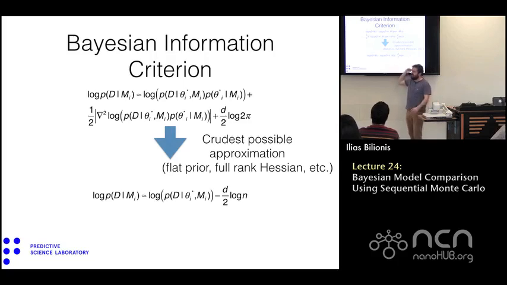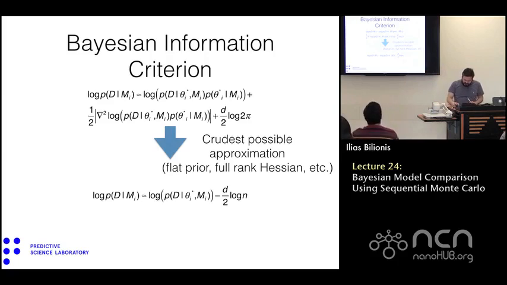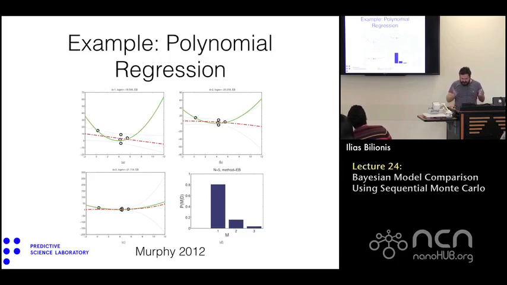But this is fairly simple. It tells you that the log evidence is close to the log of the likelihood minus the number of dimensions that you have divided by 2 times the log of the number of samples that you have. And this is how the Bayesian information criterion, this crude approximation to model evidence, works for polynomial regression.